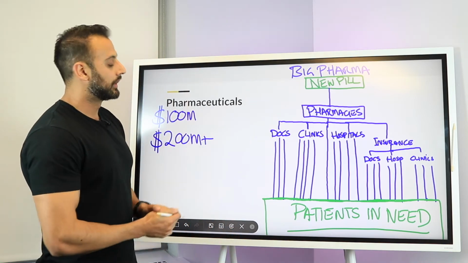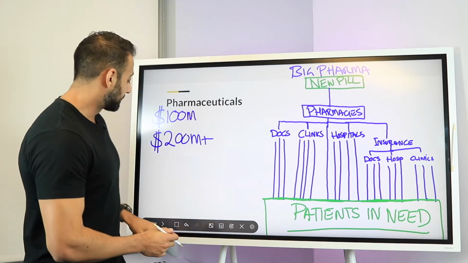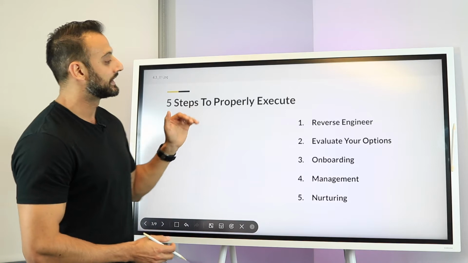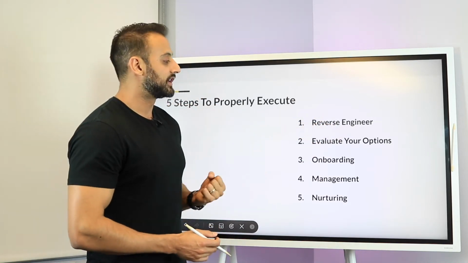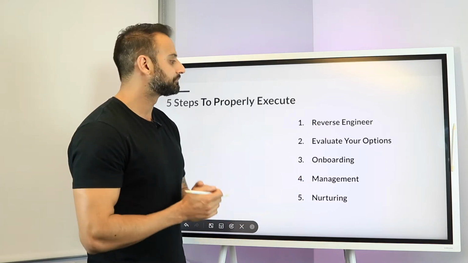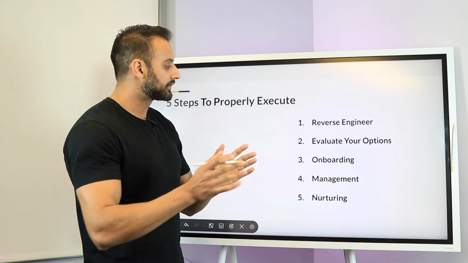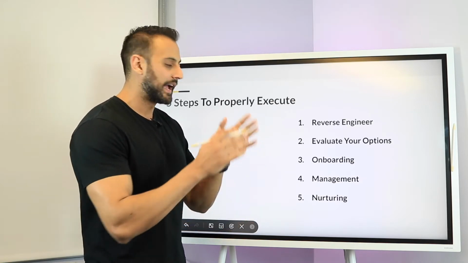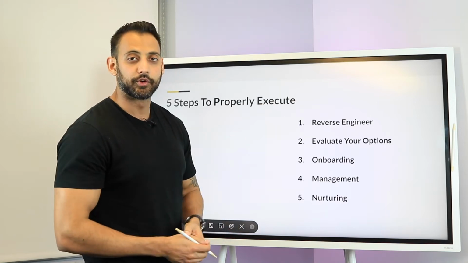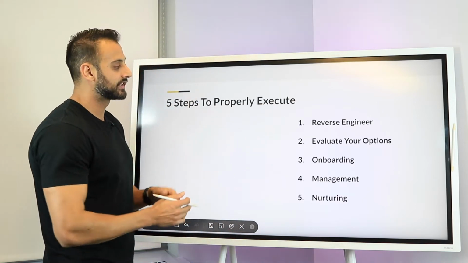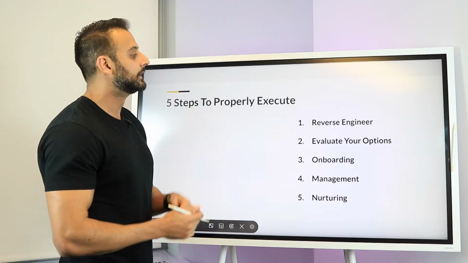So that's an example. And I said we're going to go through the 5 steps now of how to basically make that work. How to properly execute against that. And the 5 steps are reverse engineering. That's the first thing you've got to do, is reverse engineer. You then evaluate your options after you've dismantled everything. What options are there? And for those that you want to work with, how do you onboard them? How do you then manage them and keep them working for you? How do you nurture them? So these are essentially the 5 steps to putting together your distribution network.